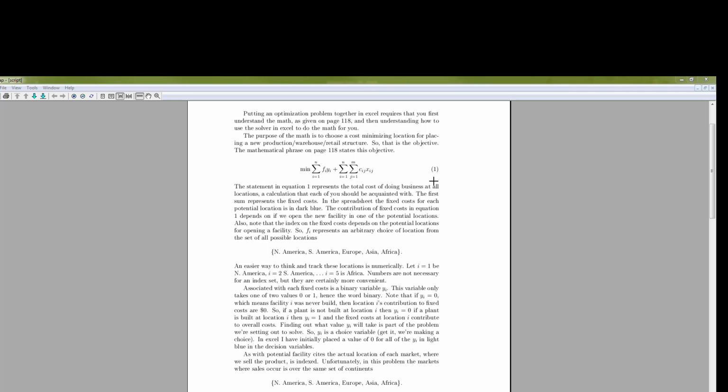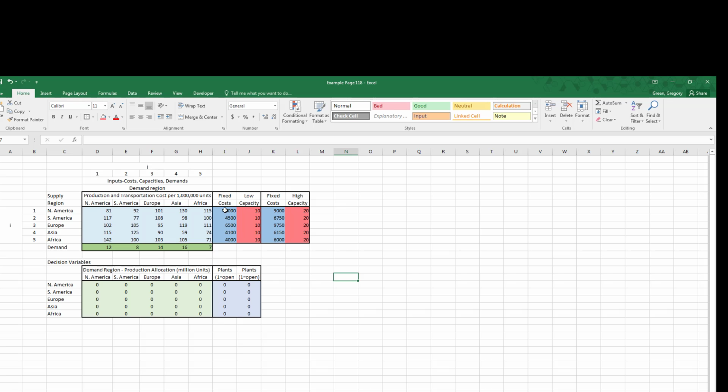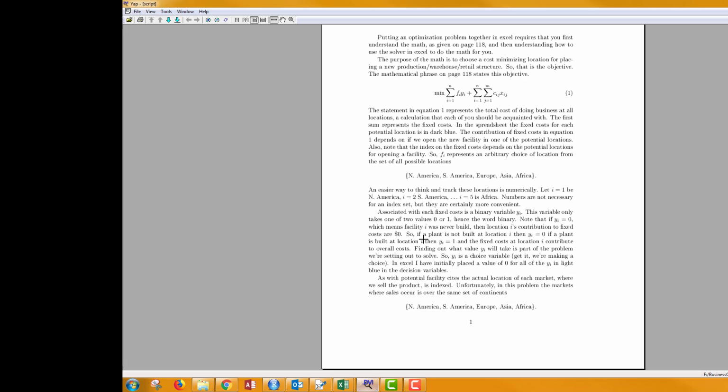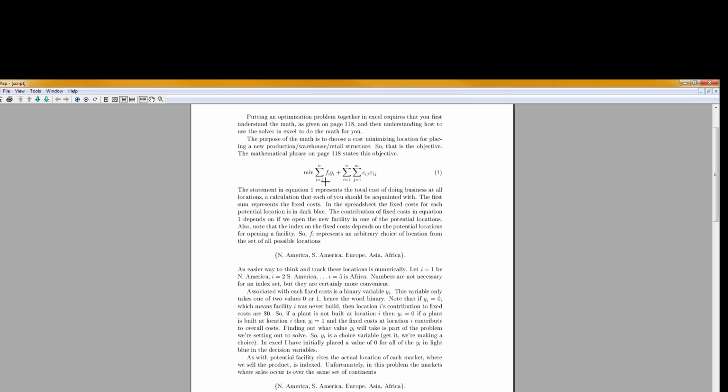The first sum, the sum over i from 1 to n of f sub i y sub i, represents the fixed costs. In the spreadsheet, the fixed cost for each potential location is in dark blue. Here, and again here. The contribution of fixed costs in equation 1 depends on if we open a new plant. We know that because it depends on i, which we're choosing, a new plant.